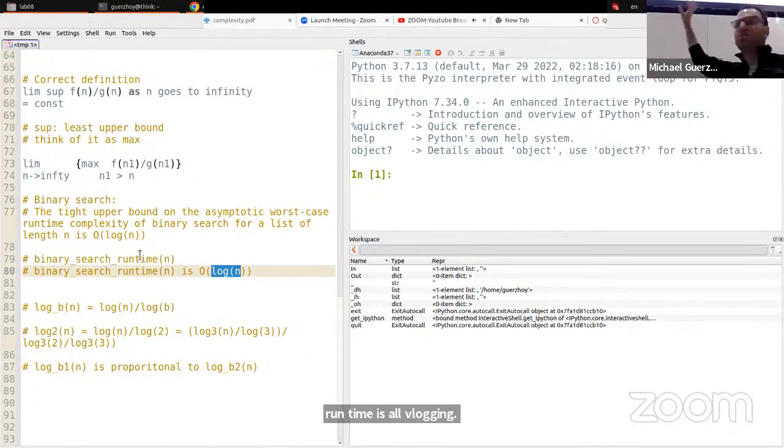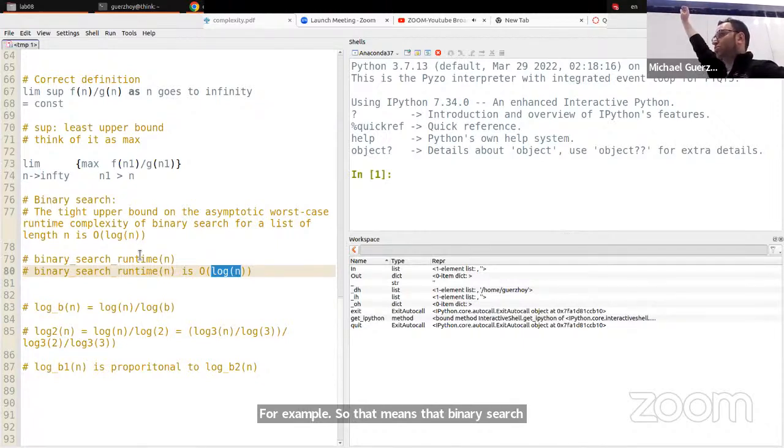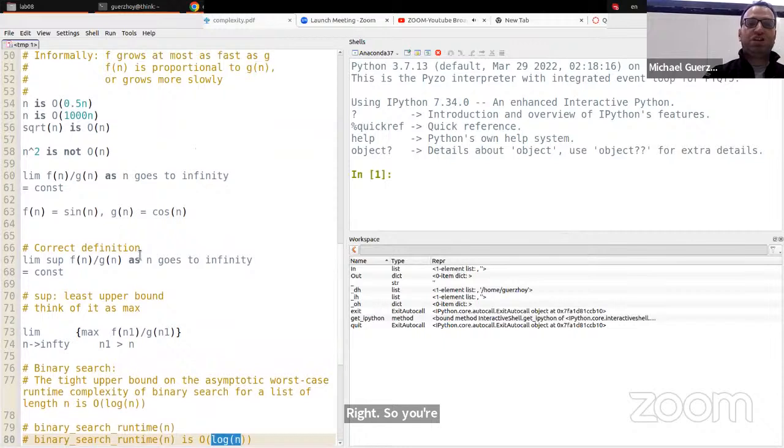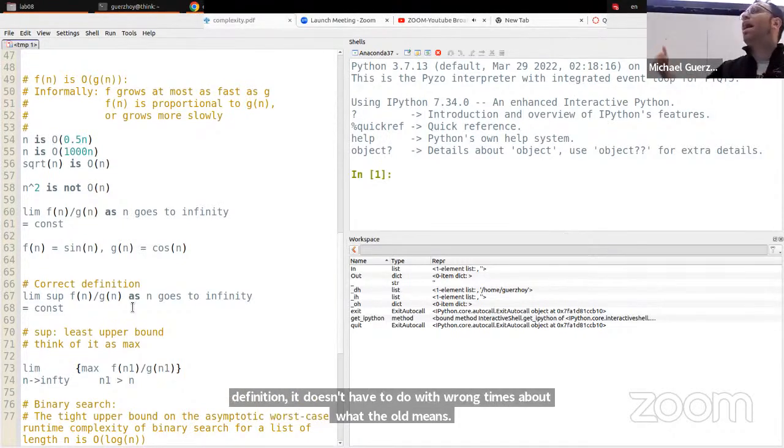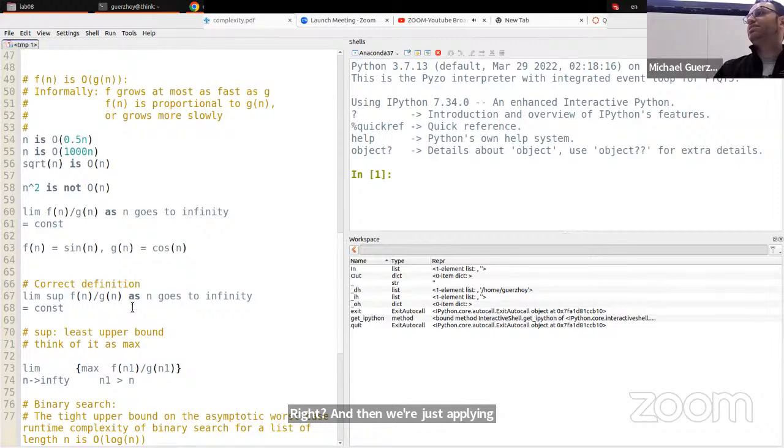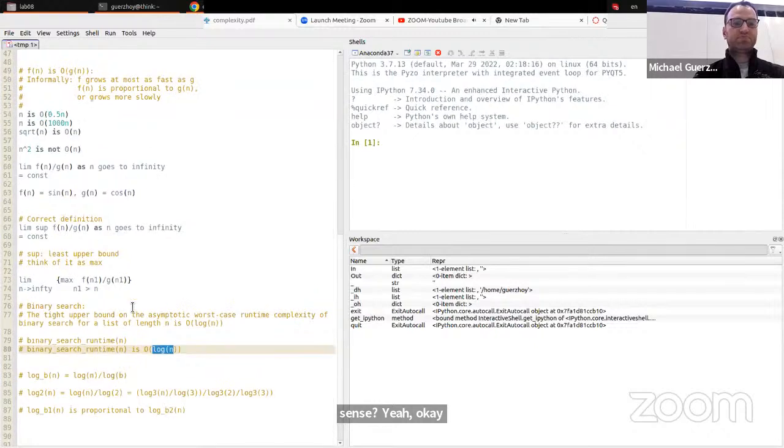So that means that binary search runtime for a list of length n is going to be proportional to log n, right? So this is the G that you're asking about. In this definition, we just gave a general mathematical definition. It doesn't have to do with runtimes; it's about what big O means, and then we're just applying that. Does that make sense? Okay, so that's that.